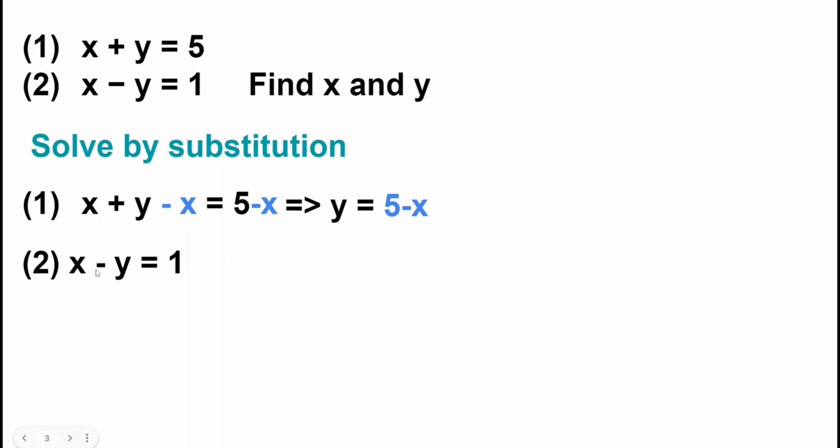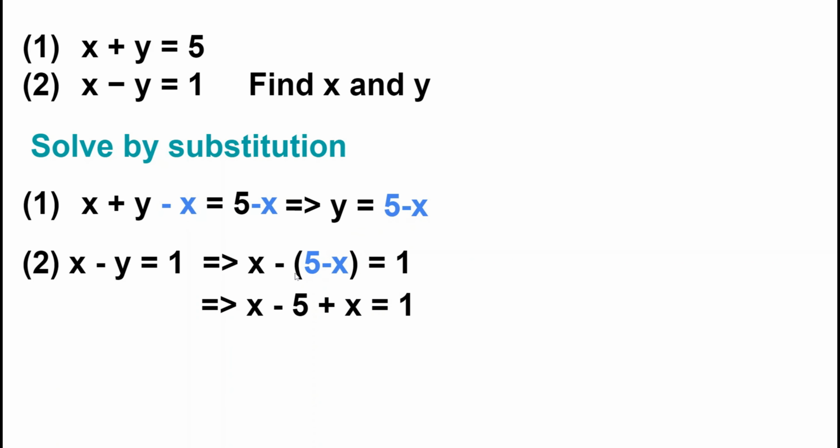I have the second equation, x minus y equals 1. That means x minus (5 minus x) equals 1, because y equals 5 minus x. And then x minus 5 plus x equals 1, because minus times minus is plus. So we have minus 5 plus x plus x, that is 2x, equals 1 plus 5, which is 6. To get rid of 2, we divide by 2 on both sides, so we have x equals 3.